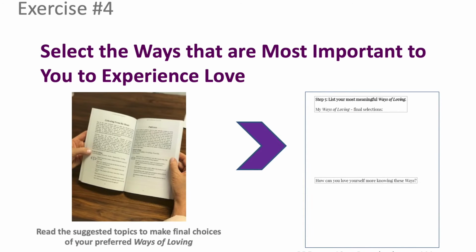Exercise 4 is one of the final steps here, and that is really just to whittle it down and jot down on paper what your final ways of loving are. So if you've read all these different ones, you may have more than 4 or 5 and need to refine your list. And I've provided a page in the paperback on page 111 and also in the PDF on page 19, where you can write down your ways of loving for your personal preferences.